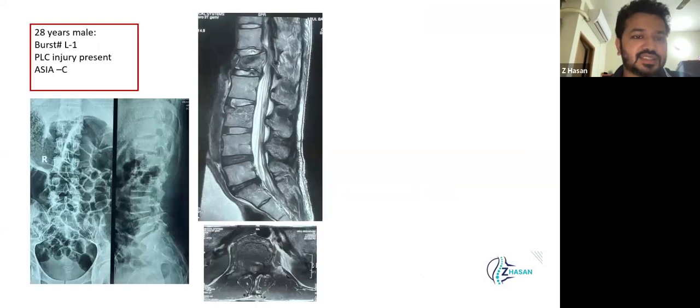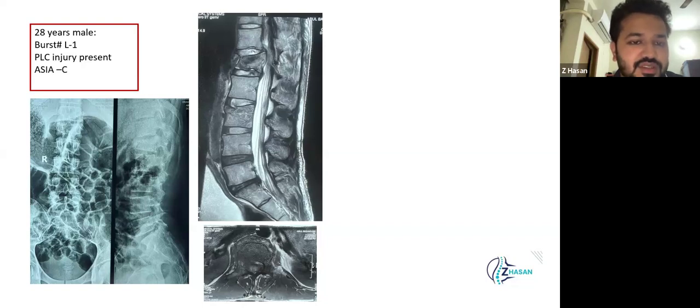Okay, so this is a case. Not a very big or complicated case; we will discuss simple cases. This is a 28-year-old male. He has a burst fracture of lumbar 1 vertebra. His PLC injury is present, and the ASIA grade is ASIA C. So can anyone do the TLX scoring here? I would like to invite any of the residents to come forward and do a TLX scoring.